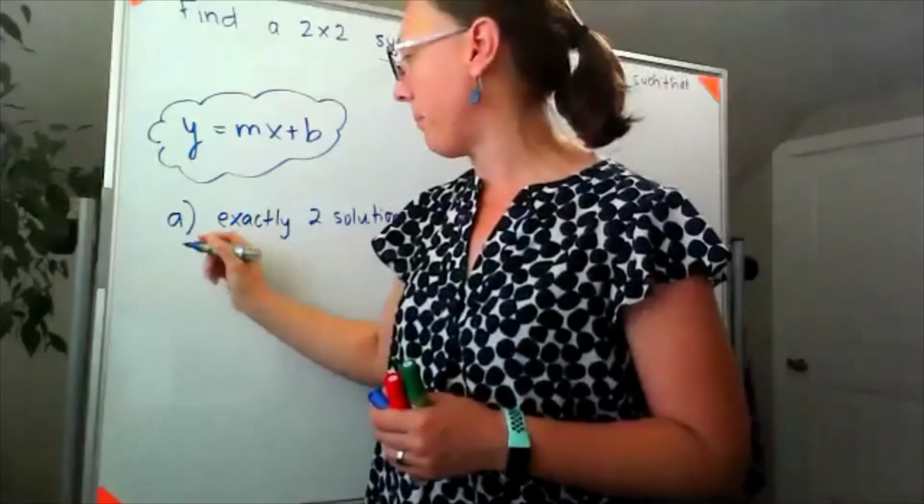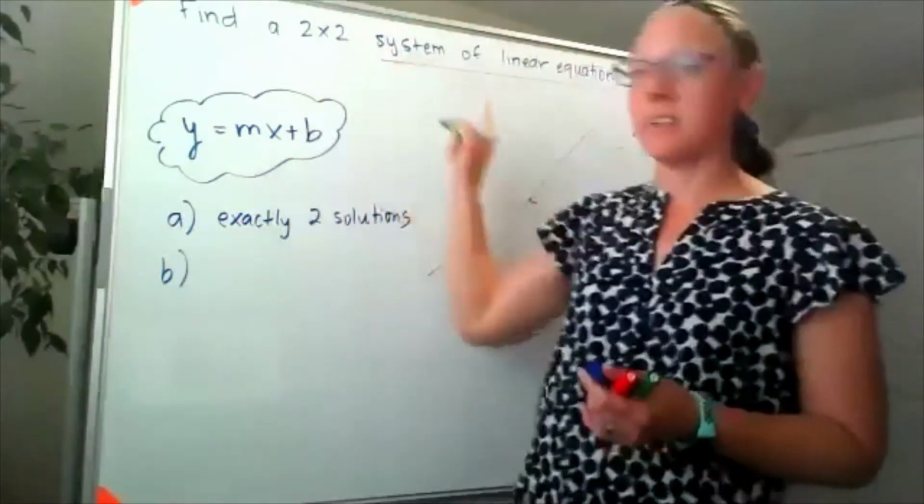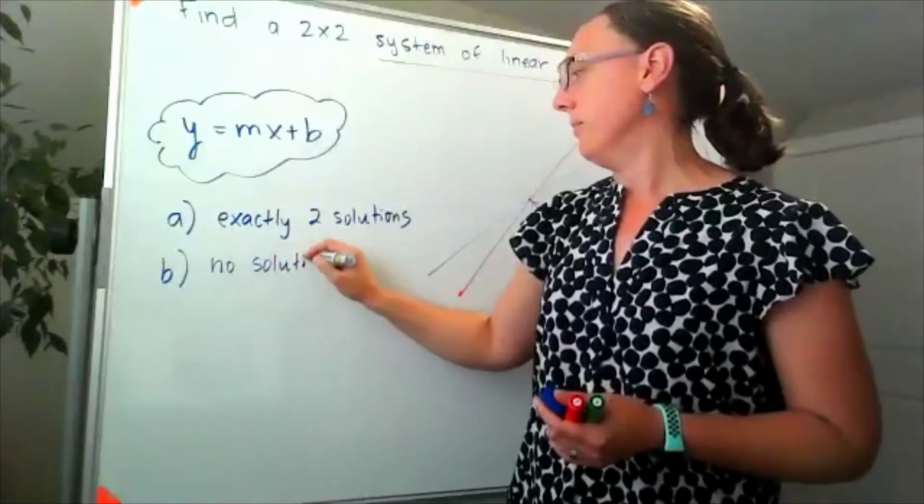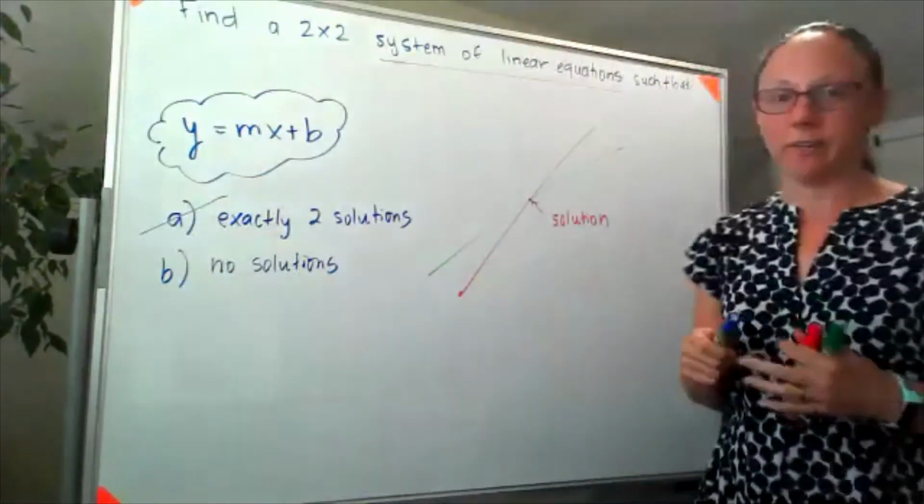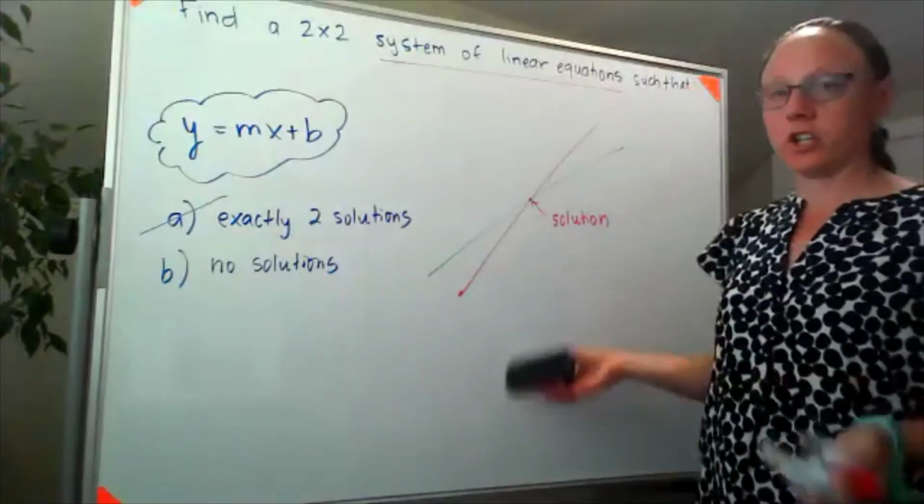Now let's look at B. The next thing here is that we need a 2x2 system with no solutions. And I'll just put an X through that one because we can't do it. No solutions, that one we should be able to do.